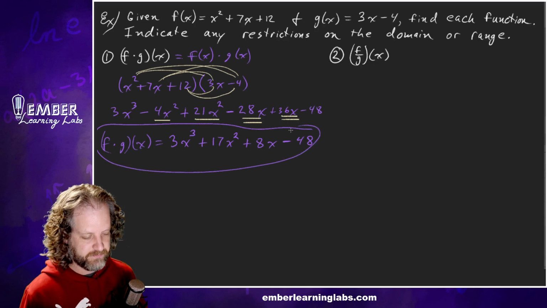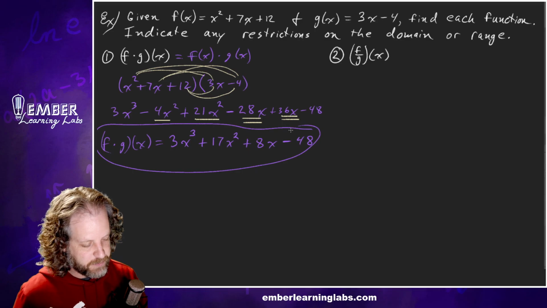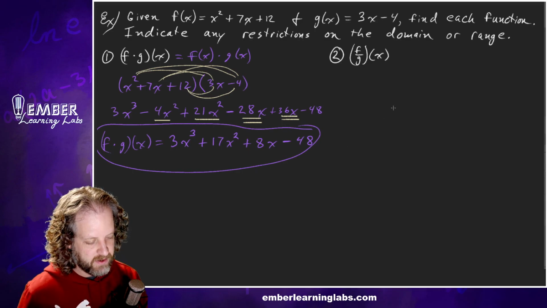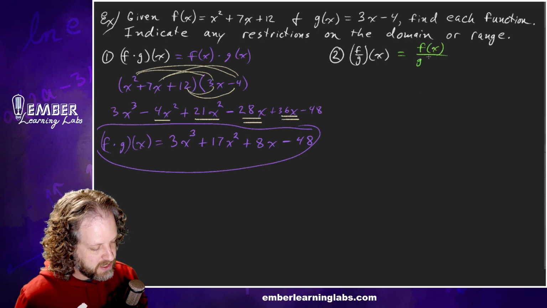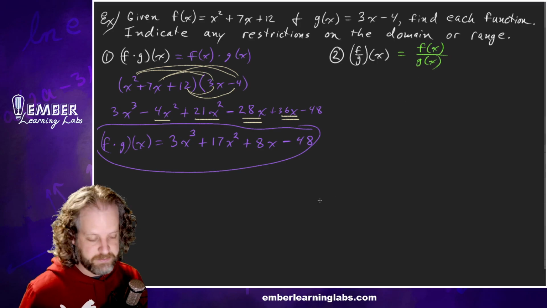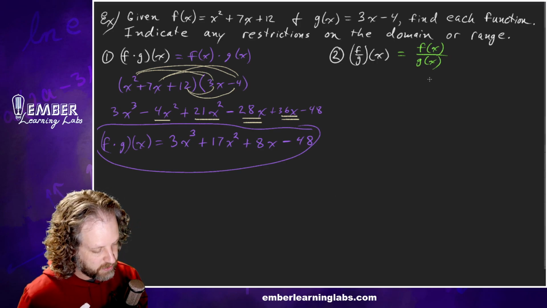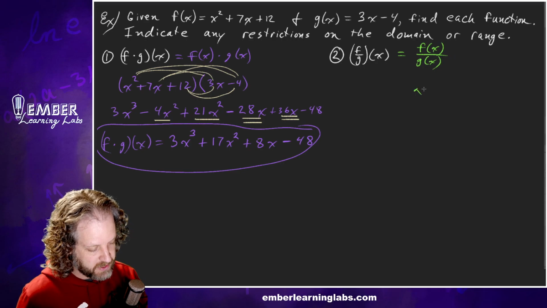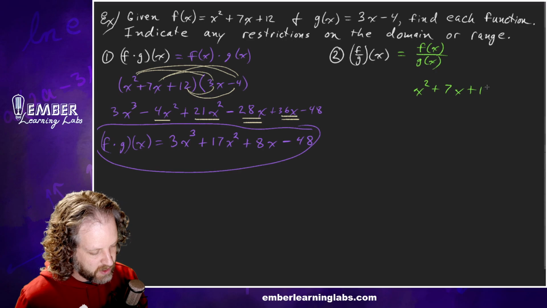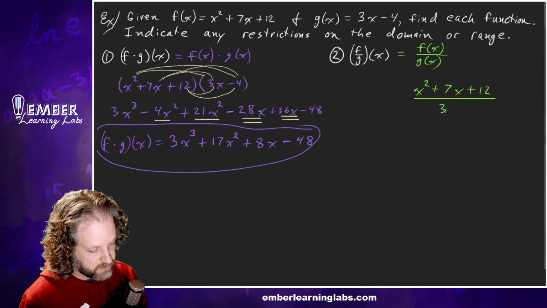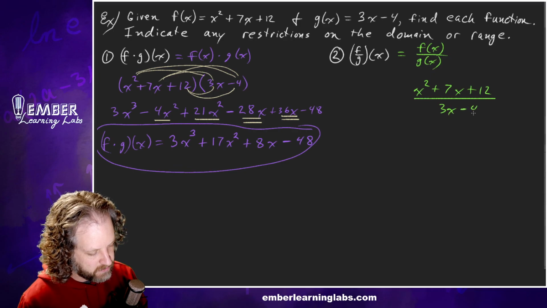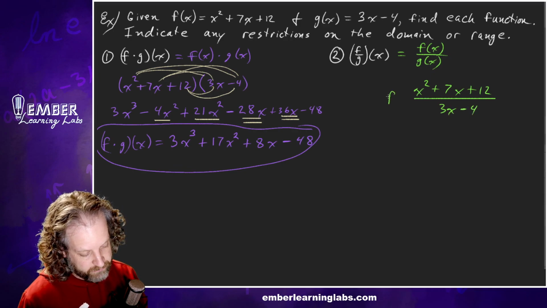There we go. All right. That's perfect. Let's do this one. So this is the same as f of x divided by g of x. Easy peasy lemon squeezy, right? So we're going to put f of x on the top, which is x squared plus 7x plus 12, and we're going to put that over g of x, which is 3x minus 4. And so this is the answer.